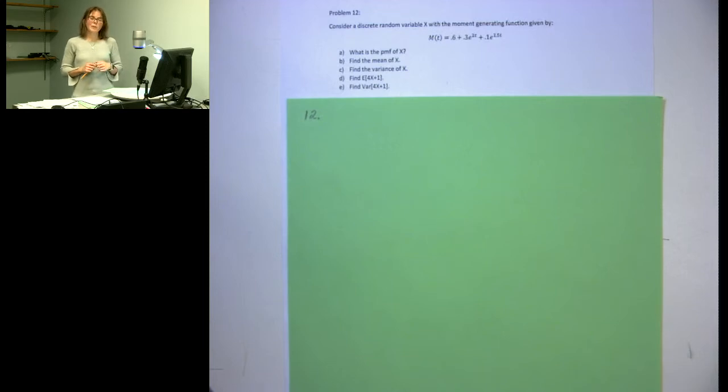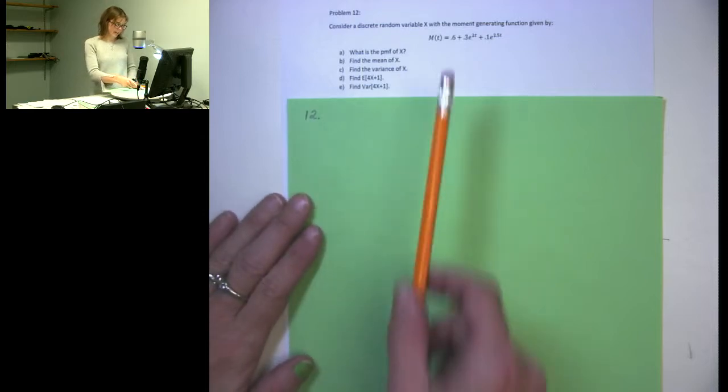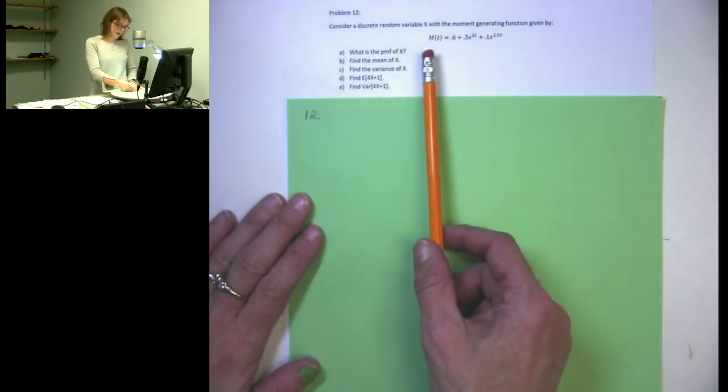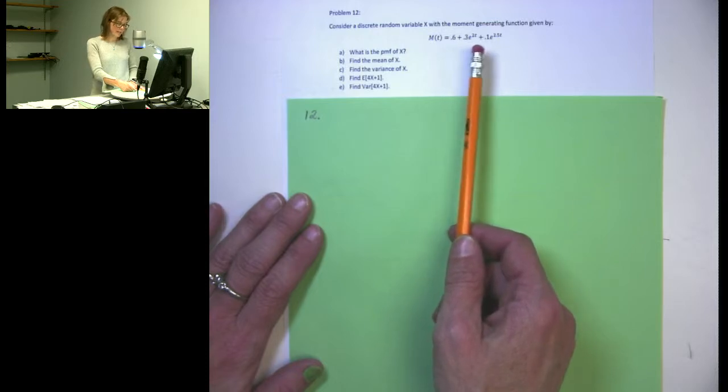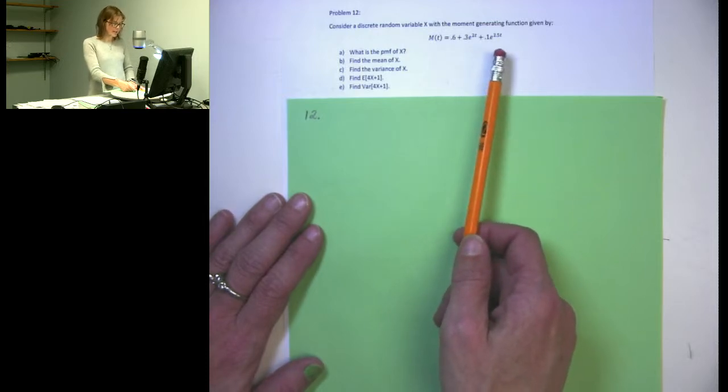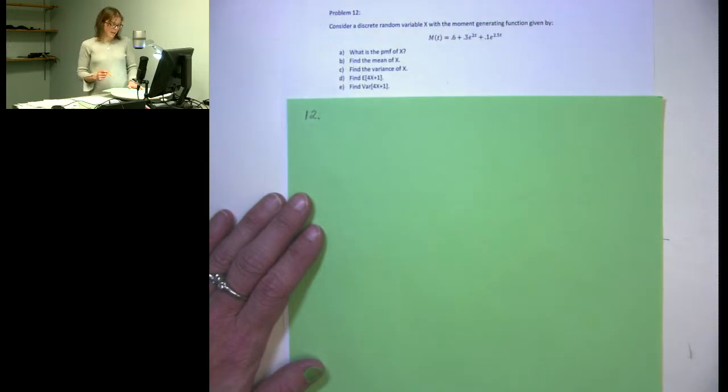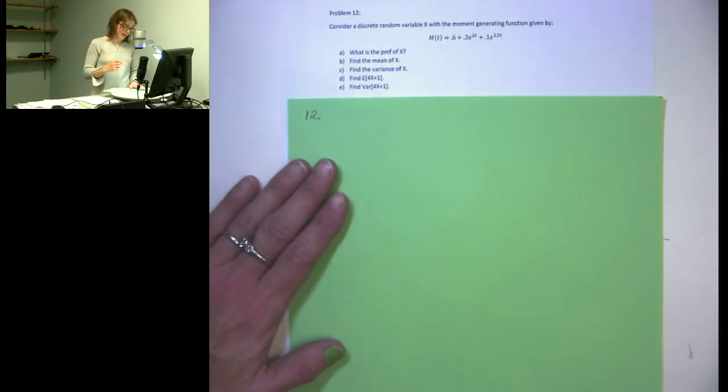This is the video solution to problem 12 from the review exercises. We're going to consider a discrete random variable x with a moment generating function given by m of t equals 0.6 plus 0.3 times e to the 2t plus 0.1 times e to the 2.5t. We're going to start by finding the probability mass function of x.